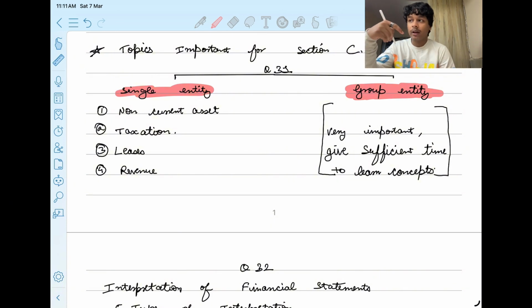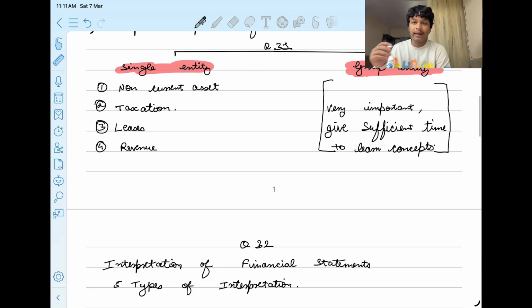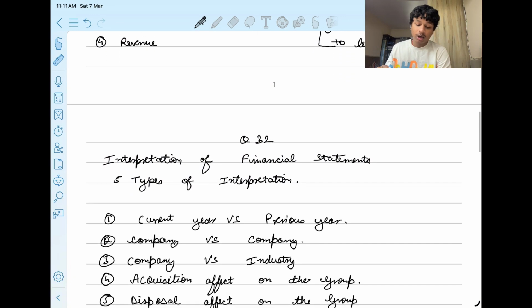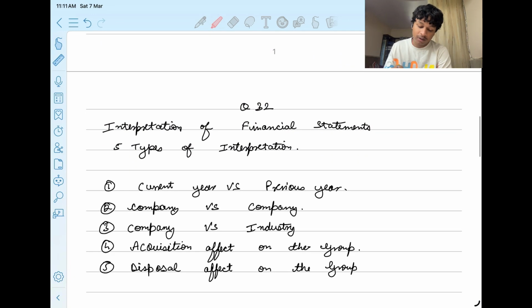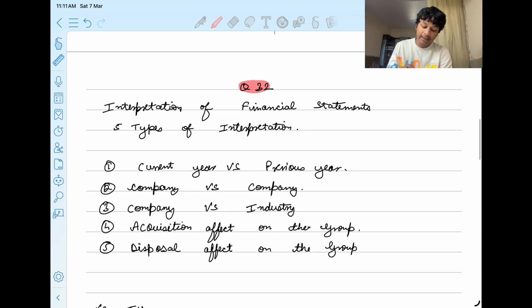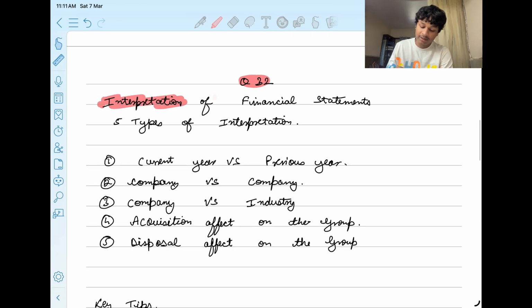So it is, you can say, the highest weightage topic in your examination. So please focus on it as much as you can, and practice it as much as you can so that you are good with it, right? Now comes question number 32. So question number 32 is interpretation of financial statements.